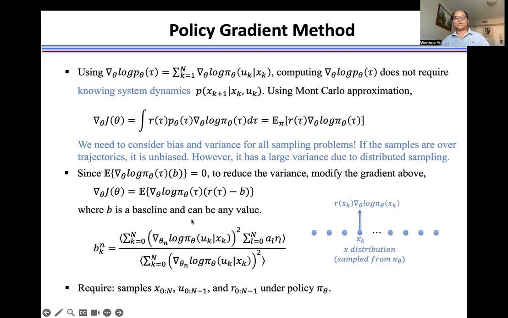If you wish, you can prove this. We'll have a minimum variance. We change this from the integral to this sampling problem.